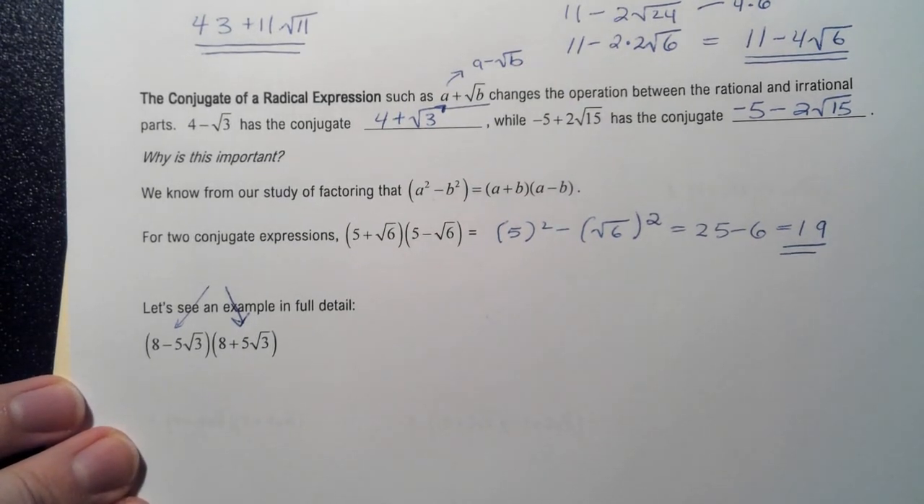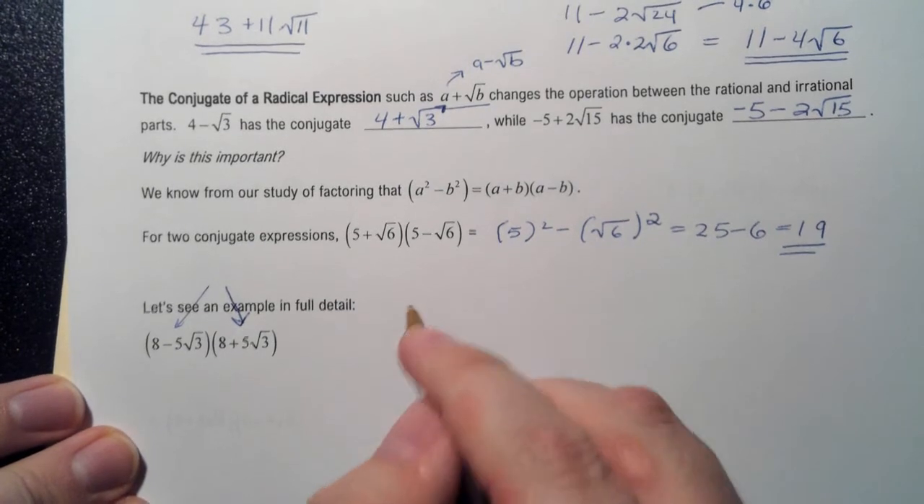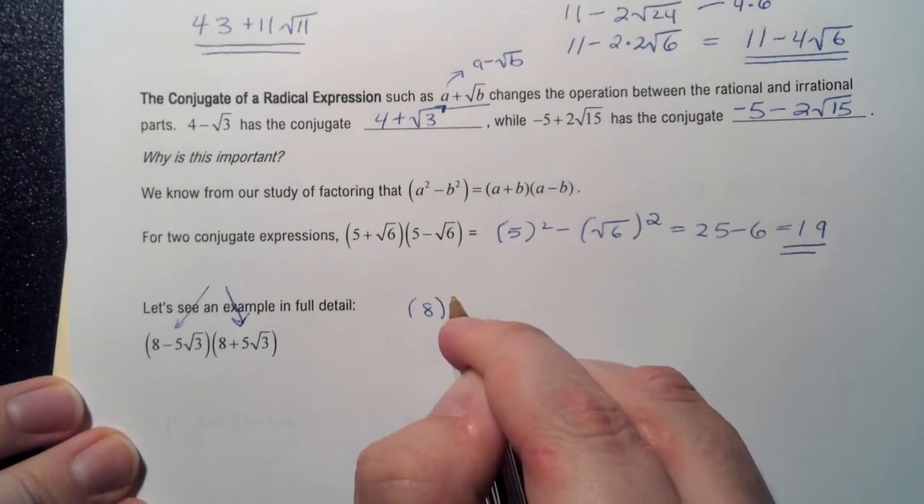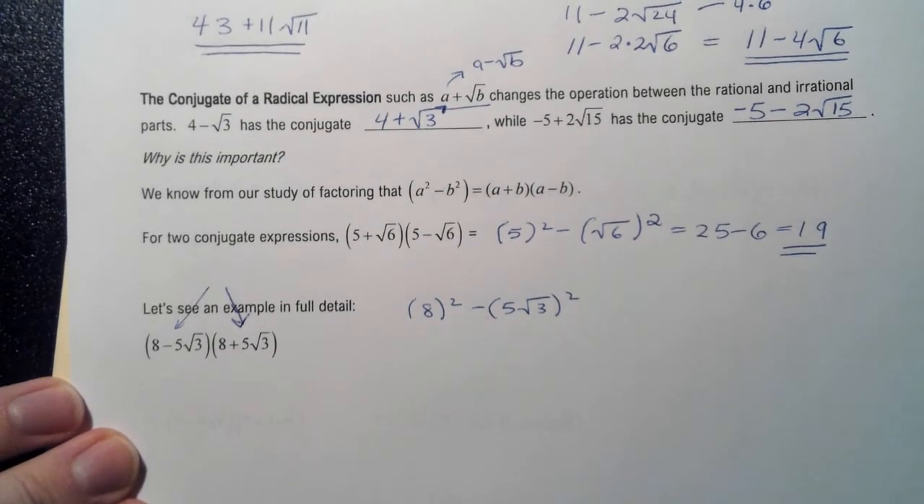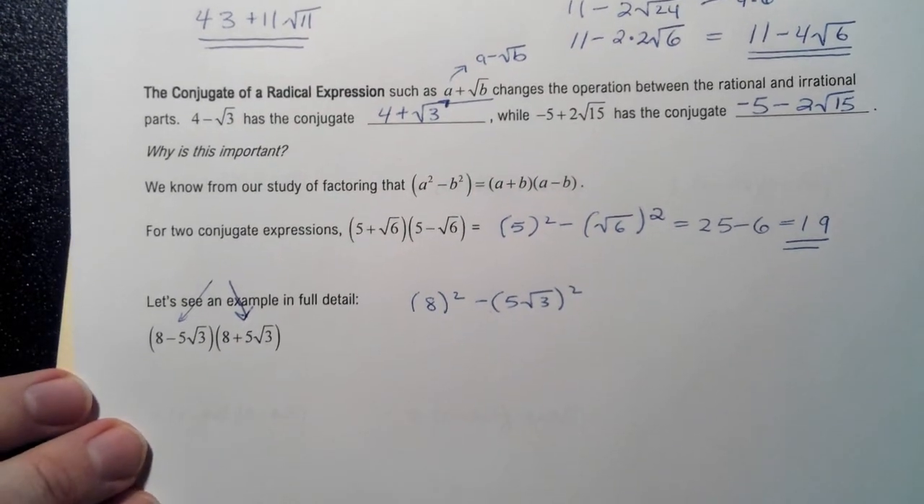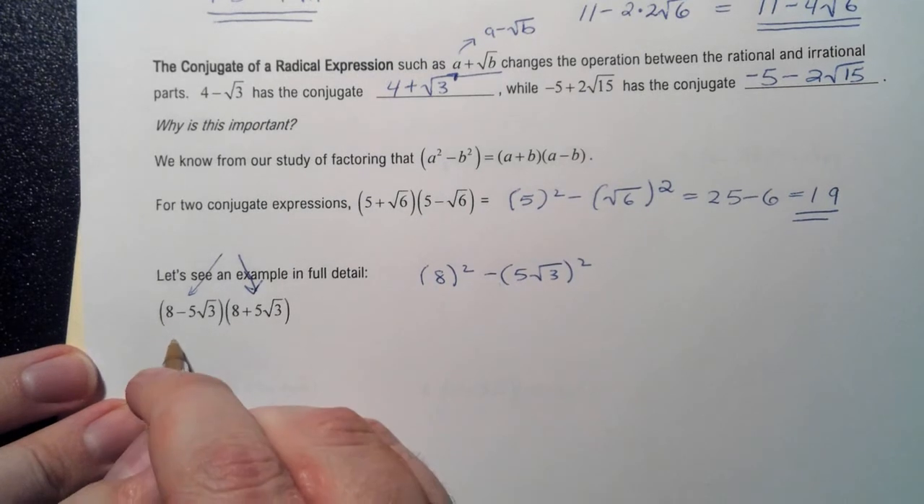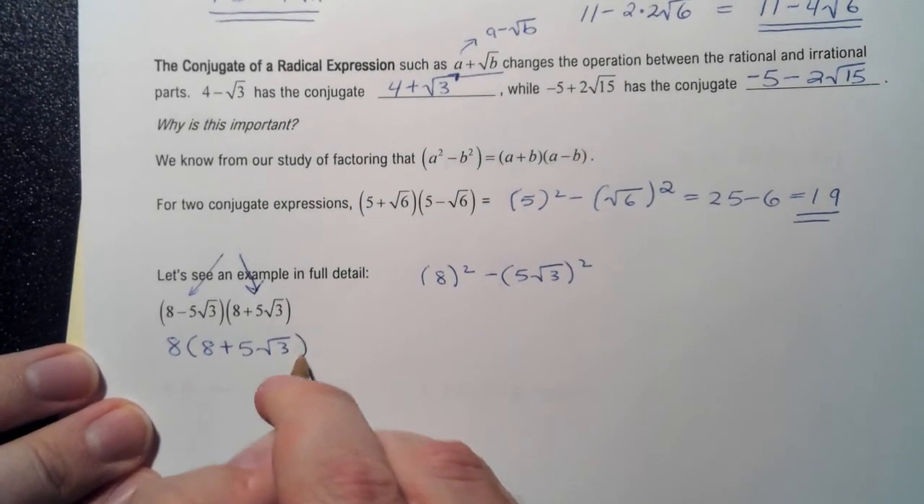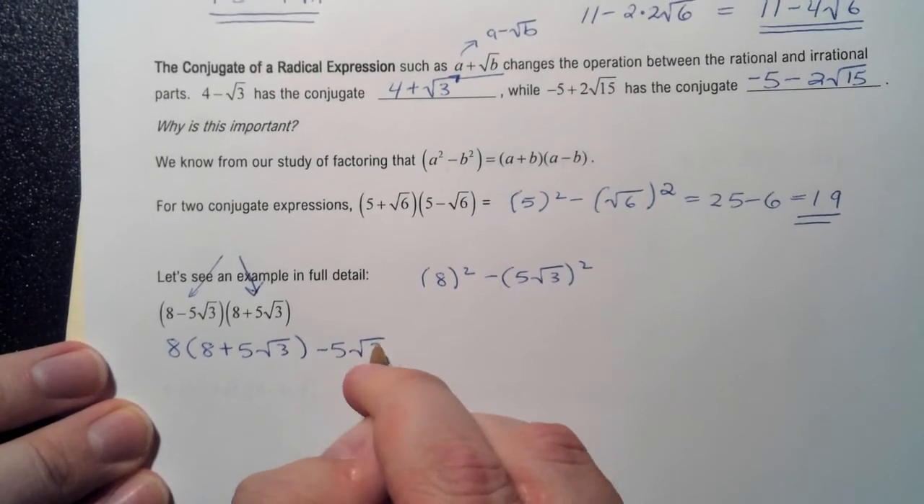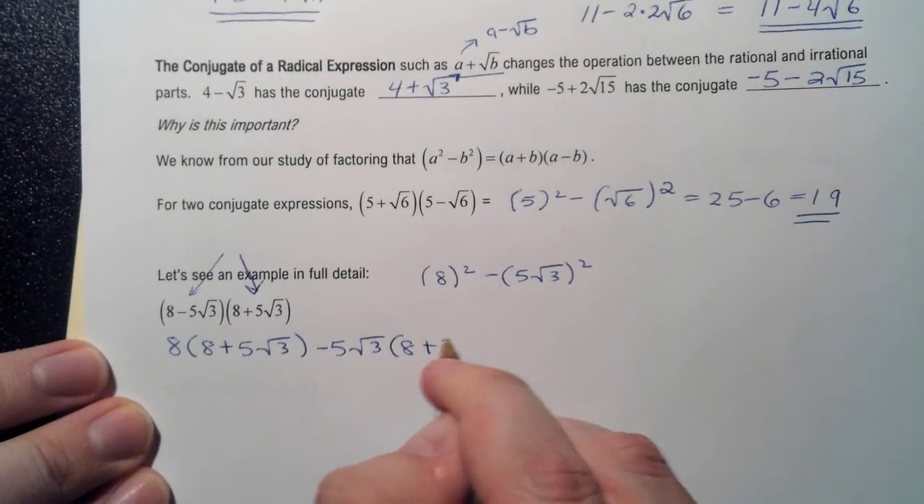So, I'm expecting to get as my answer 8 squared minus 5 square root 3 squared. That's what I'm expecting to get. Now again, you can FOIL it, you can split it up and distribute, you can use a box if that's what makes the most sense to you. Just be careful.